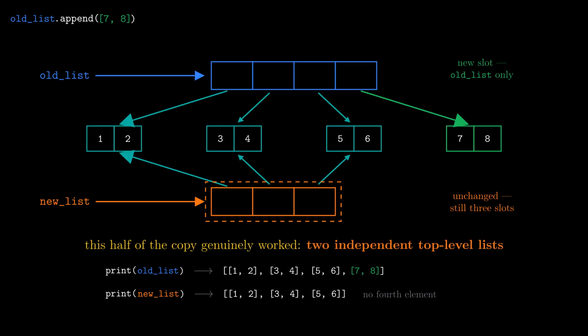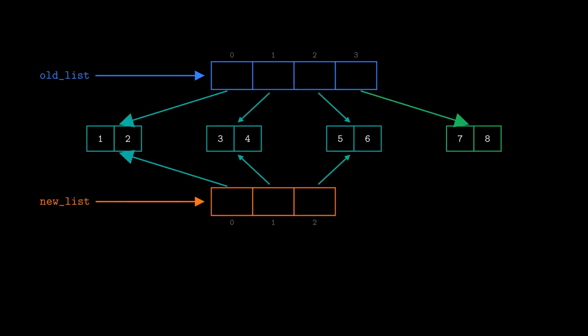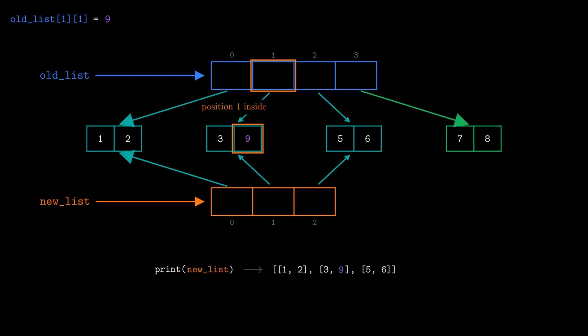That is the half of the copy that genuinely worked. 2 independent top-level lists, appending to one, deleting from one, reordering one. None of it reaches the other. Now reach one level deeper. Go into old list at position 1, the middle sublist, and inside that sublist, at position 1, change the 4 into the number 9. Print new list. It shows 3 sublists, 1, 2, then 3, 9, then 5, 6.